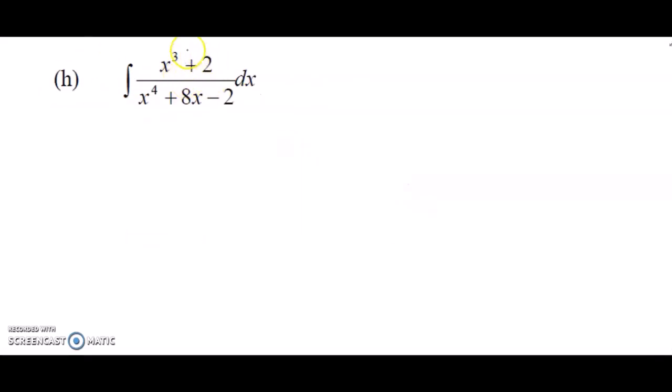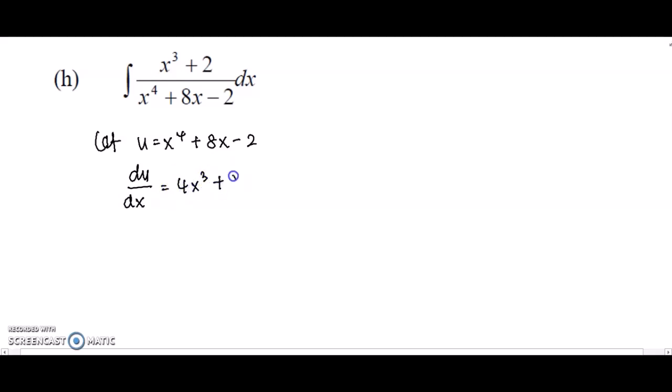For this question, you have a cubic function on top and a quartic function at the denominator. So what we can do is let u be x to the power of 4 plus 8x minus 2. Differentiate u with respect to x, you have 4x cubed plus 8. After you have du dx, you may think that 4x cubed plus 8 you can't find in the question.